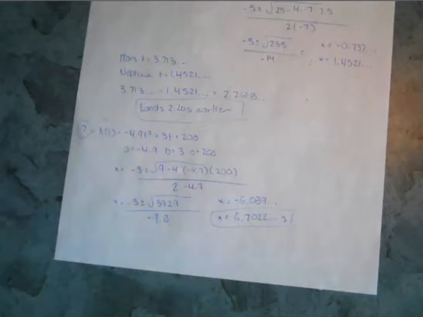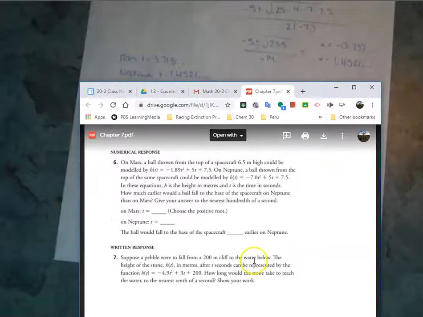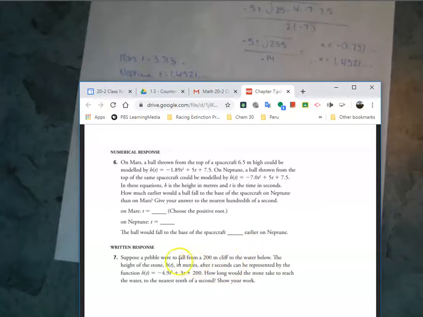Okay, last question here is number 7. So let me just pull that one over. So suppose a pebble were to fall from a 200-meter cliff to the water below. The height of the stone can be represented by this formula. How long does it take for the stone to reach the water?